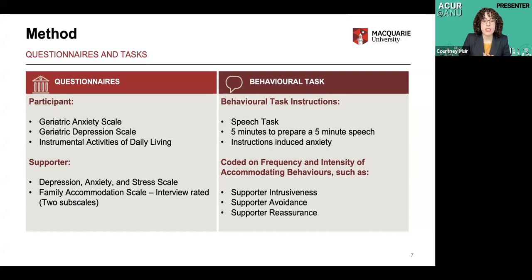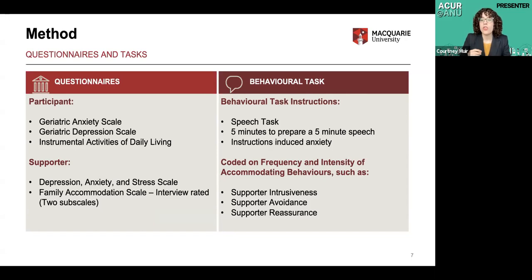And then the supporter did a questionnaire we call the DASS, a depression, anxiety, and stress scale. They were also asked questions on the family accommodation scale, which was interviewer rated, and we looked at two subscales of that. First, we looked at participation in accommodation. So supporters were asked, did they participate in accommodation? For example, did they do reassurance? Did they help avoid those types of behaviours?